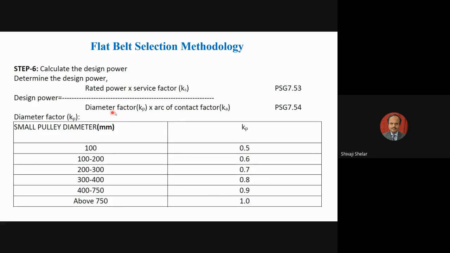Okay. So this data is not available. The diameter factor table is not available in the PSG data book. The remaining factors are available in PSG, so we can select them. From this we will be calculating the design power for the belt to be selected. So step number 6, which calculates the design power, is completed.